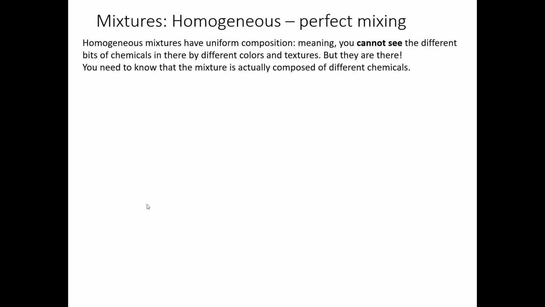Now, homogeneous mixtures, it's still technically a mixture, right? So that means that you have multiple chemicals that are hanging out with each other without being chemically bound to each other, okay? But in a homogeneous mixture, they are mixed so perfectly that you cannot see that there are different bits of chemicals together. So they're mixed so perfectly that it almost looks like it's just one thing. However, you know in the back of your head that whatever you're looking at actually is composed of different chemicals. So it often requires a little bit of prior knowledge about what you're considering.